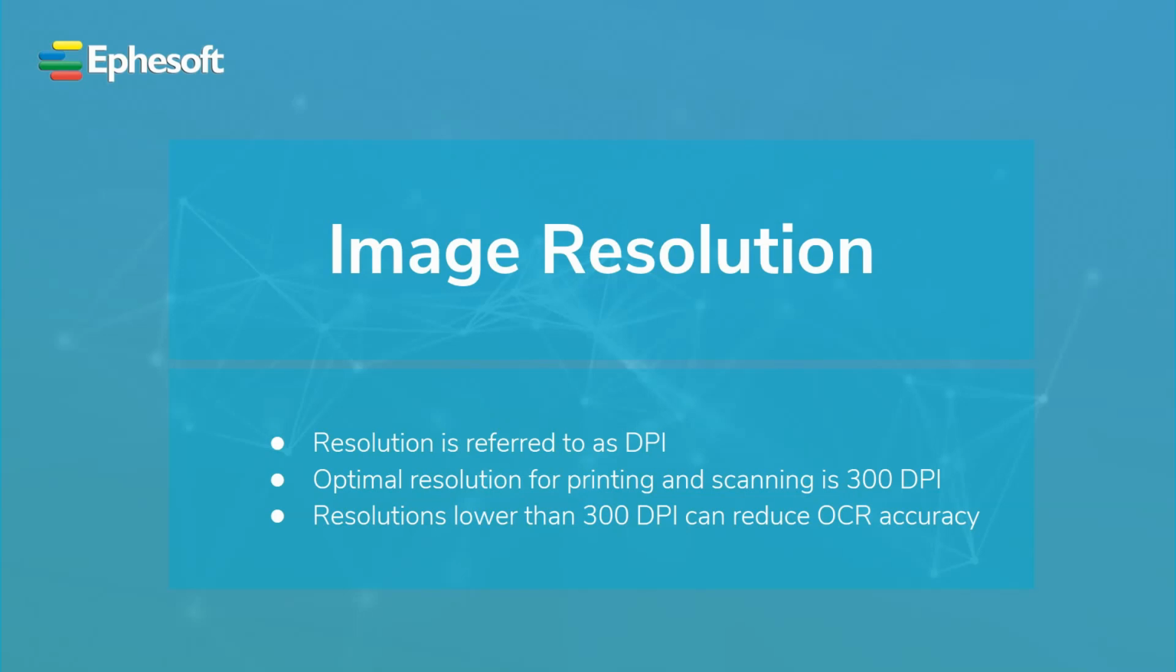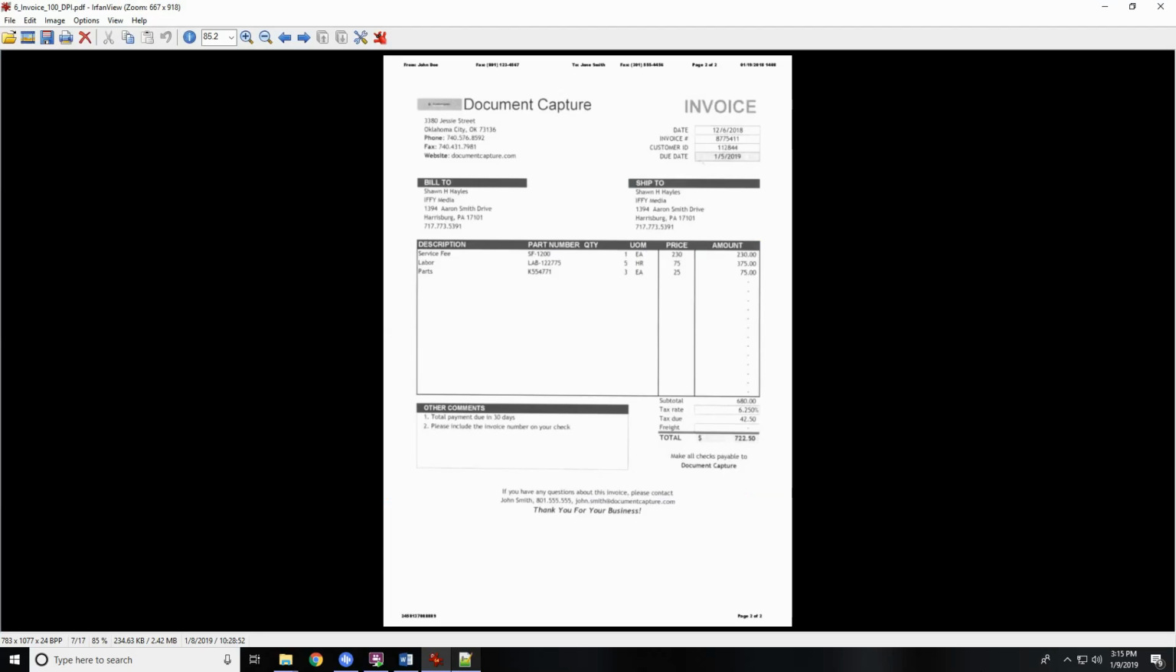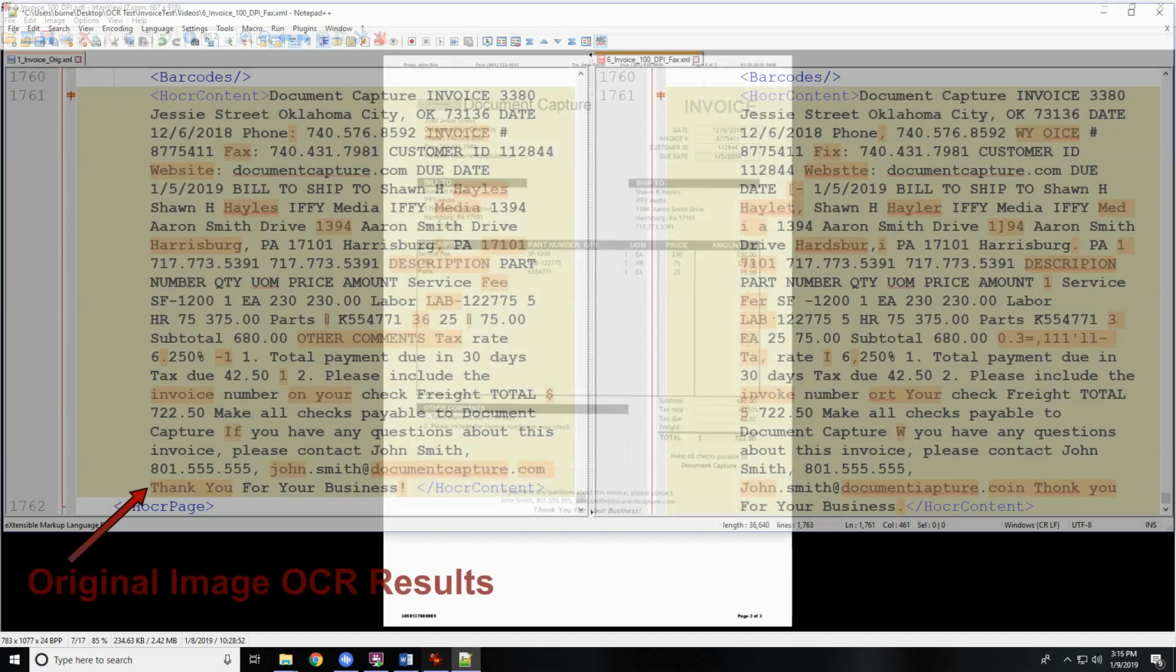Lower resolution images may lead to OCR inaccuracy and speed degradation, as the uncertainty in the characters produces more recognition variants to be processed. Keep in mind that just because an image looks okay on a computer monitor doesn't mean it will OCR correctly. The following is a sample fax.